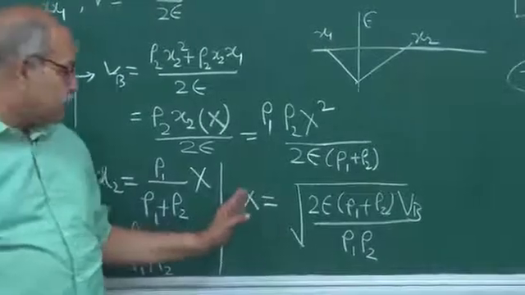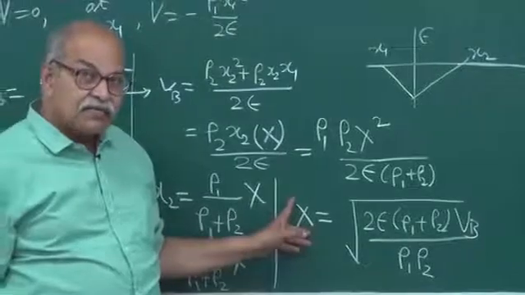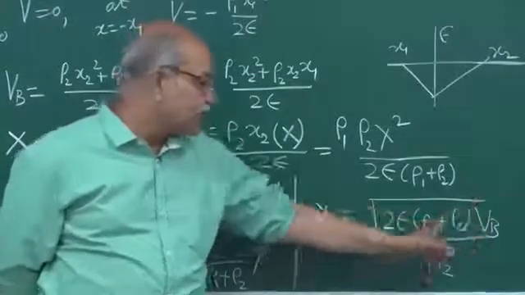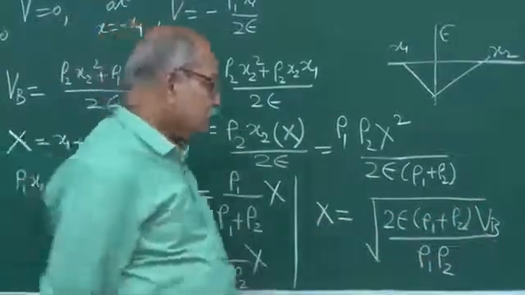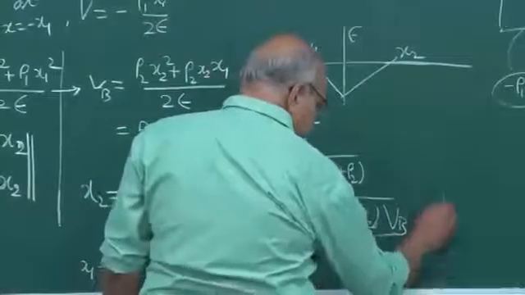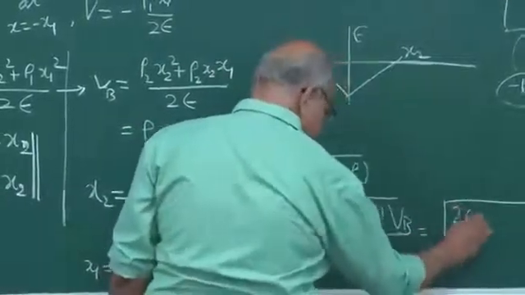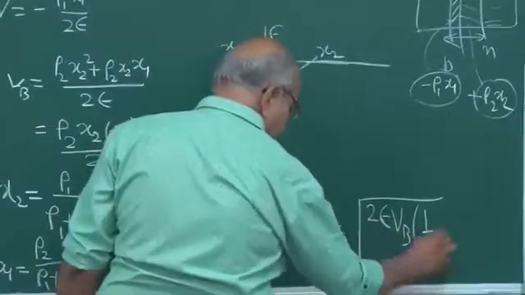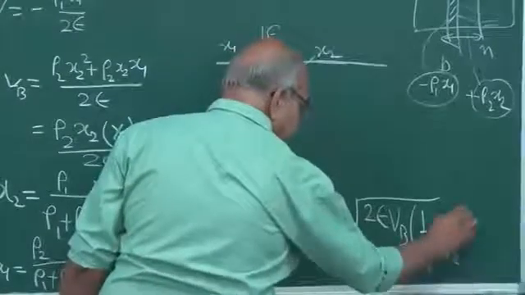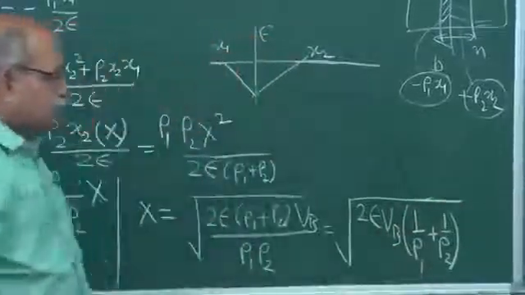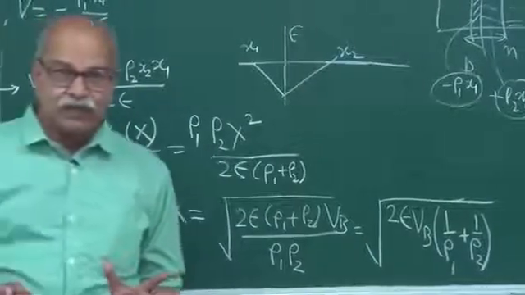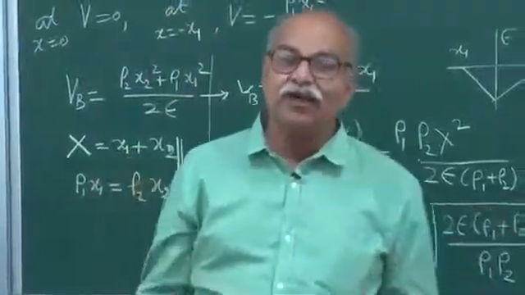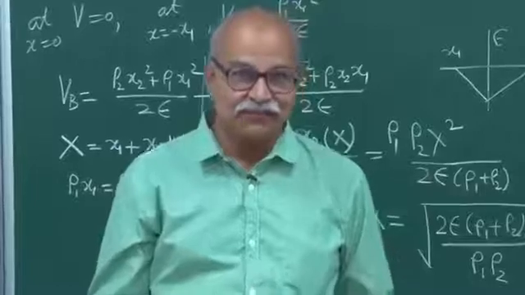So you have a relation between this depletion layer width and this potential barrier, but this rho 1 and rho 2 are coming here. Okay, can write this as 2 epsilon and then VB and then 1 by rho 1 plus 1 by rho 2. These rho 1 and rho 2 are related to the concentration of impurities that we have doped, right?